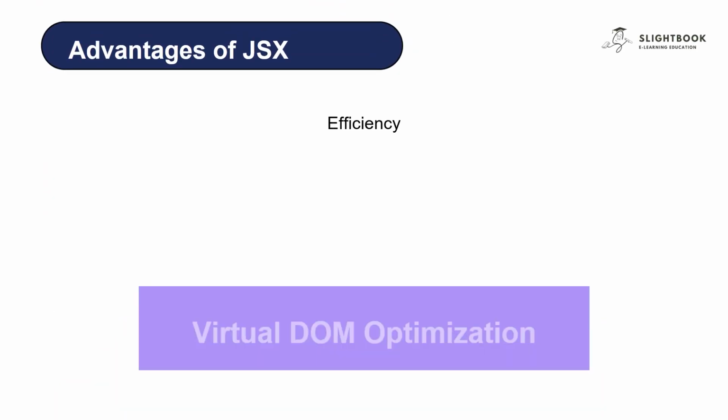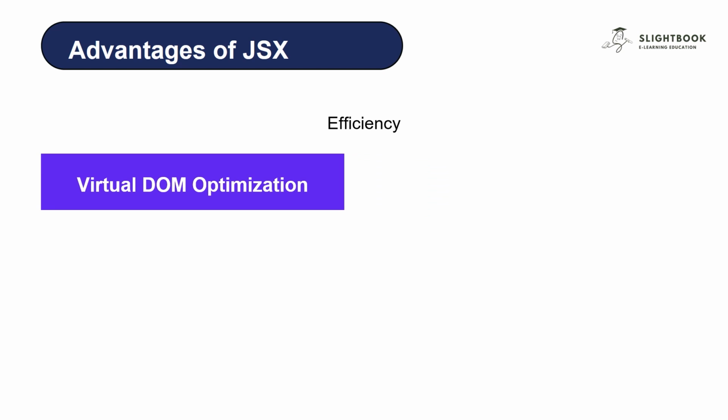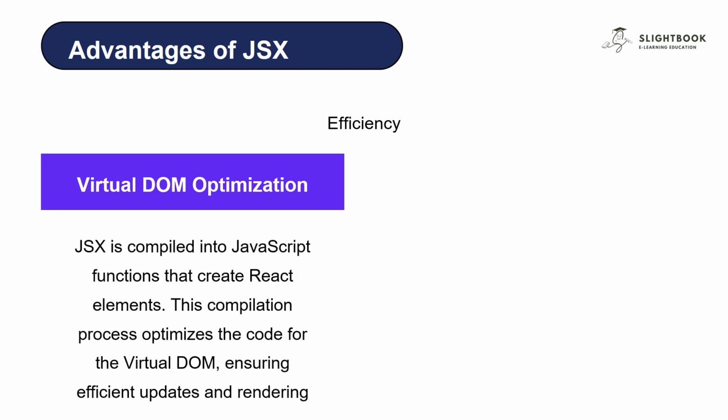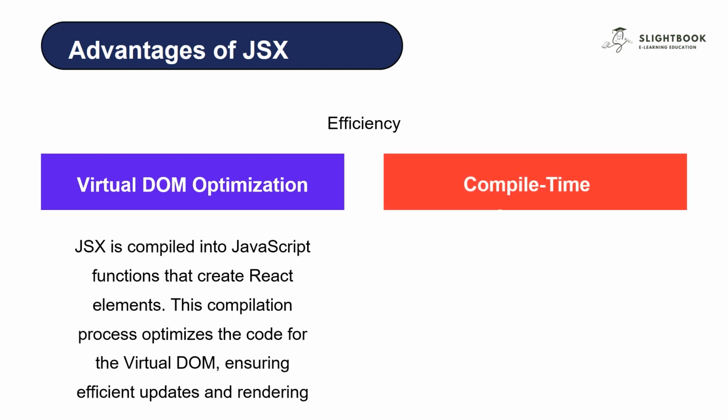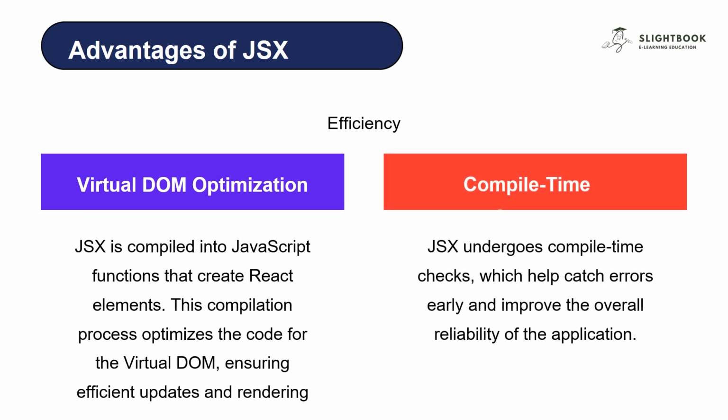Efficiency. Virtual DOM optimization. JSX is compiled into JavaScript functions that create React elements. This compilation process optimizes the code for the virtual DOM, ensuring efficient updates and rendering. Compile time checks. JSX undergoes compile time checks, which help catch errors early and improve the overall reliability of the application.